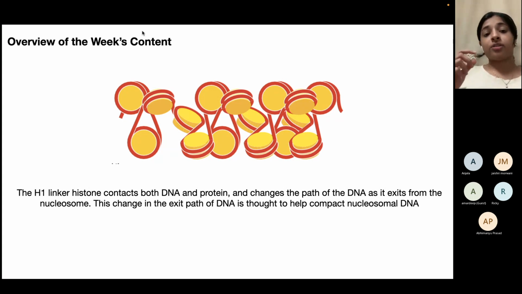But it is very important for the DNA to have these sharp bends in order to align into this zigzag conformation, and for that the H1 histone, which we have earlier seen to be the linker histone, is very important. What this histone is capable of doing is it interacts with the DNA and the other histones of the nucleosome, and it is able to create these bends in the path of the DNA as it exits the nucleosome. So this in-between region is where H1 is present, right? And as it exits, it's able to create these bends in the DNA structure, and that is what helps arrange them into this very compact nucleosomal DNA structure.